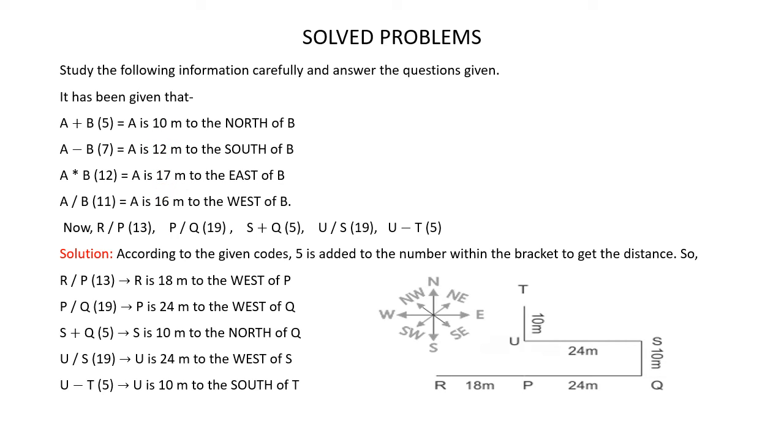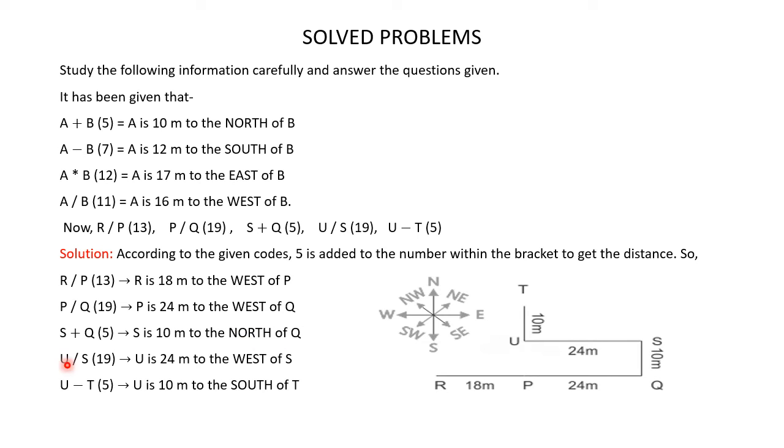So R slash P 13 means R is 18 meters to the west of P. 13 plus 5 is 18. So R is 18 meters to the west of P. P slash Q 19 means P is 24 meters to the west of Q. 19 plus 5 is 24. So P is 24 meters to the west of Q. S plus Q 5 means S is 10 meters to the north of Q. 5 plus 5 is 10. So S is 10 meters to the north of Q.